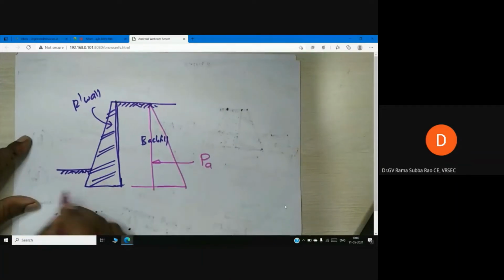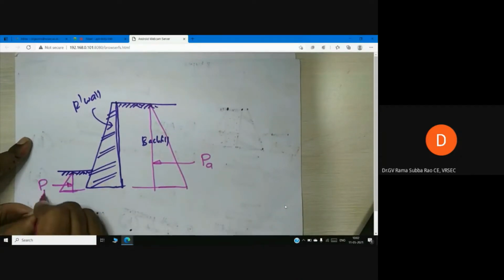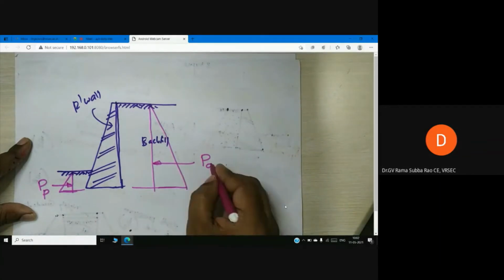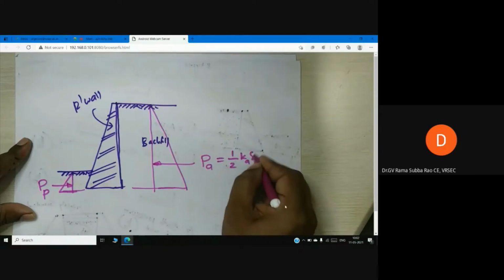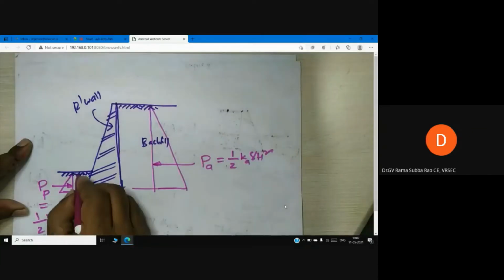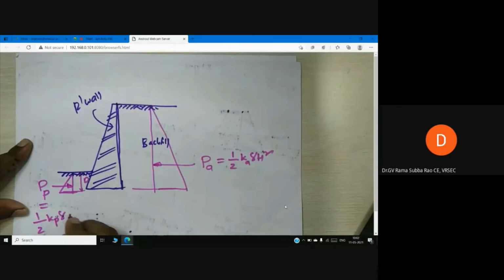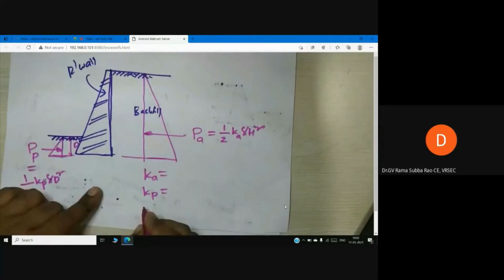This side you can expect passive force. So one thing I would like to tell you, how to calculate the active force: Pa equals Ka gamma H square. Now how to calculate PP, the passive force: Kp gamma D square. So what is Ka? What is Kp? And moreover, what is K naught?